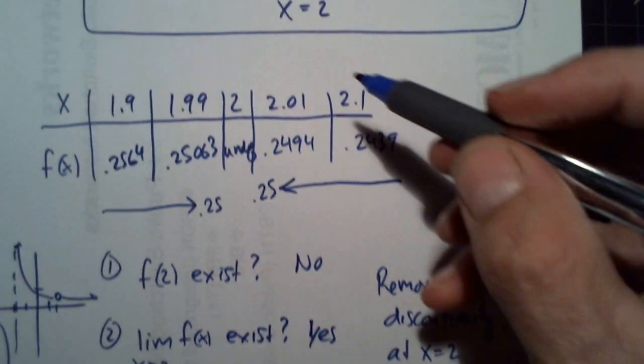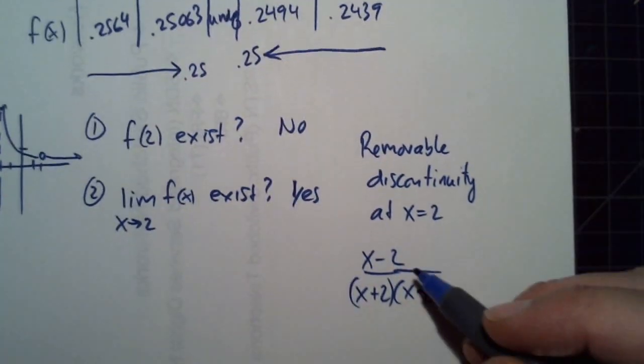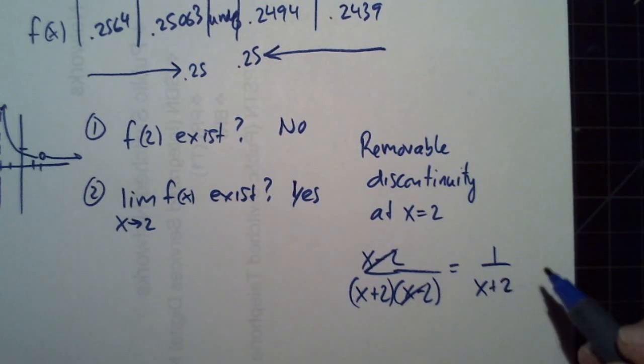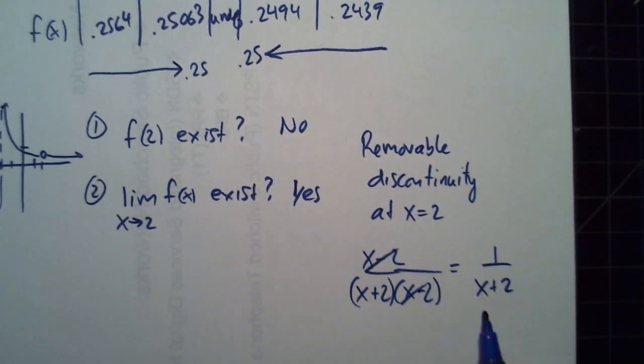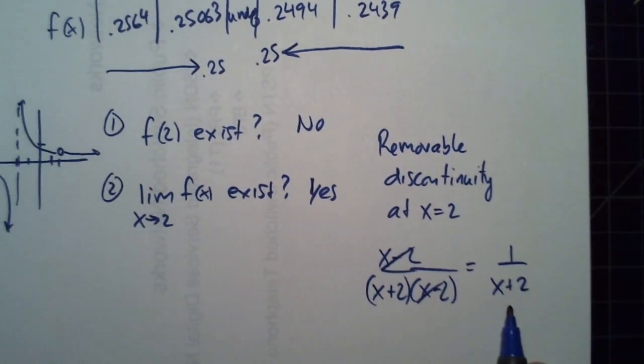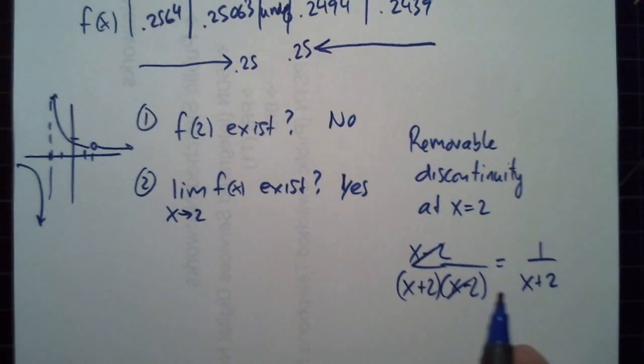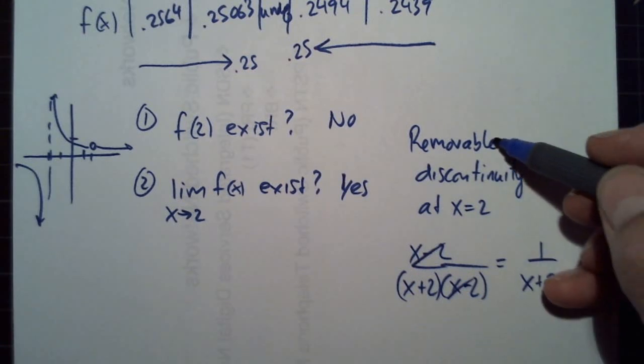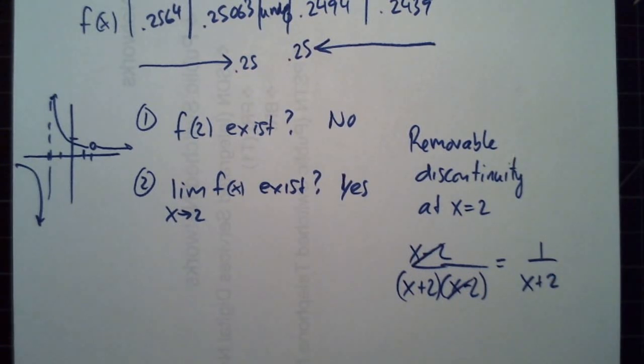So if we just factor the denominator and cancel, now this is no longer undefined at +2. It is undefined at -2. That cancellation is why they call it a removable discontinuity.